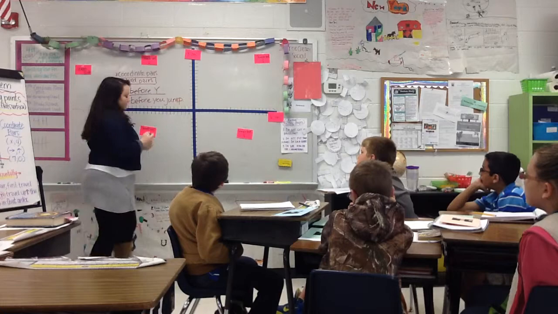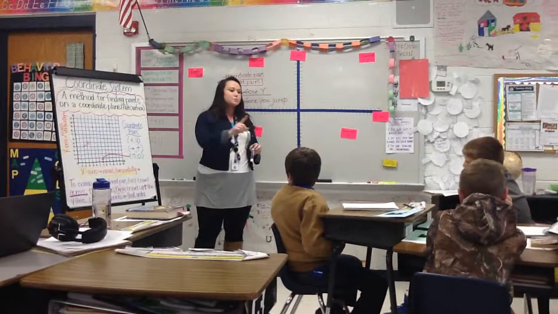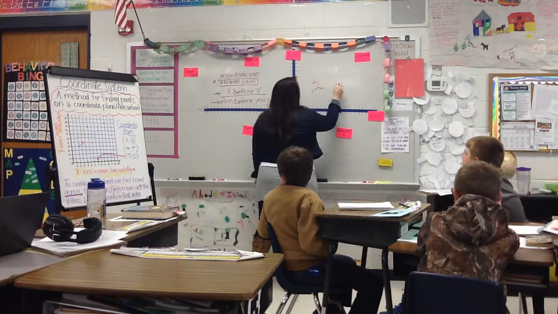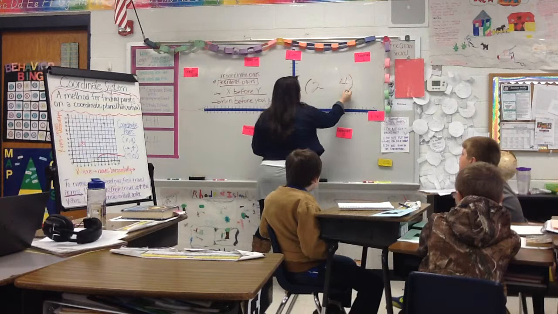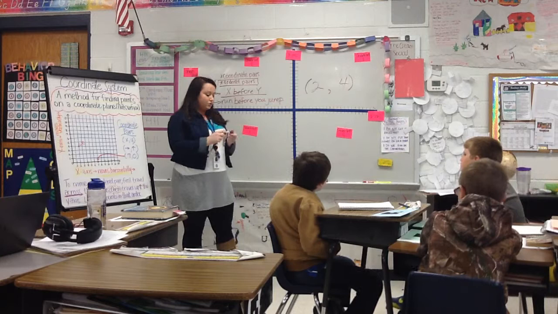So we have the point, the ordered pair, 2, 4 right here. And there's a specific way you have to write ordered pairs. You can't just write 2, 4. Would you really know what that was? It almost looks like a 24 with a lot of space in between, doesn't it? So we have to write them in parentheses, separated by a comma. That is exactly how you have to write every ordered pair you will ever create.